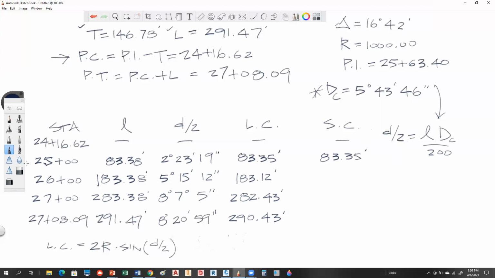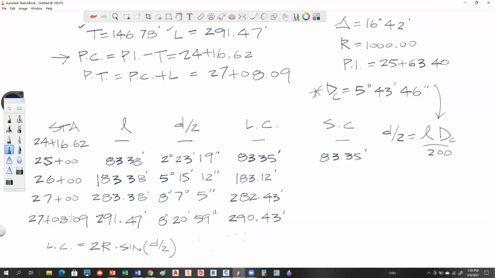The next short chord is the distance between 25 and 26, 26 and 27, okay? So those are based on 100 feet. So this is going to be pretty close to 100 feet, but it won't be exact, all right? Is everybody okay with what I'm saying? The last short chord is based on this distance from 27 to 270809. So the distance is 809. So basically 8.09 is going to be the number we're looking at.